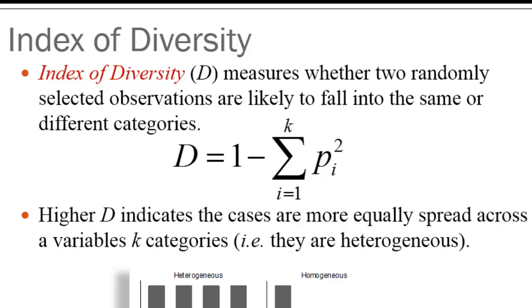Like the variation ratio, this is a relatively easy measure to calculate and relatively easy measure to interpret. And also like the variation ratio, you're going to find out that it's useful to think about what's the maximum diversity that we could have, and then how does our actual number compare to that. For this measure, again, higher values of D indicate that the cases are more equally spread across our different categories. That is, larger values of D are indicative of greater diversity or more heterogeneity.